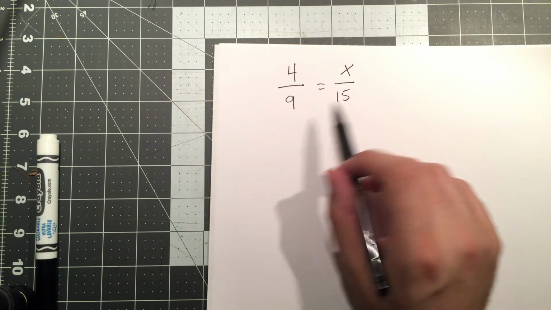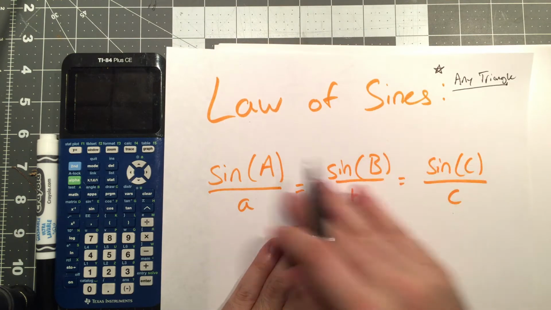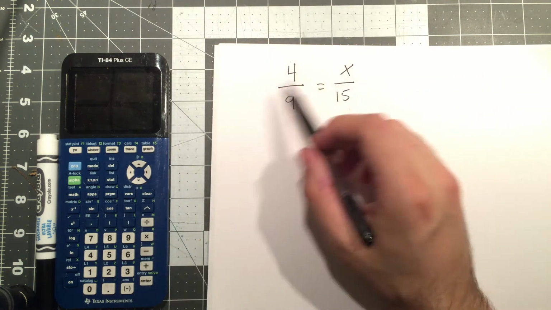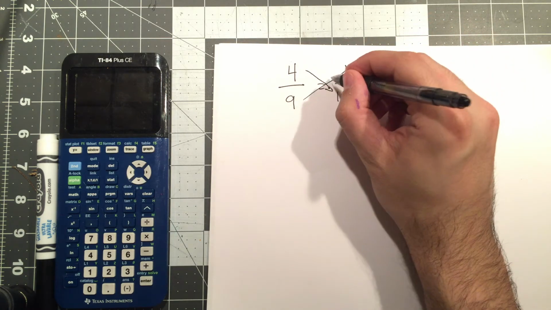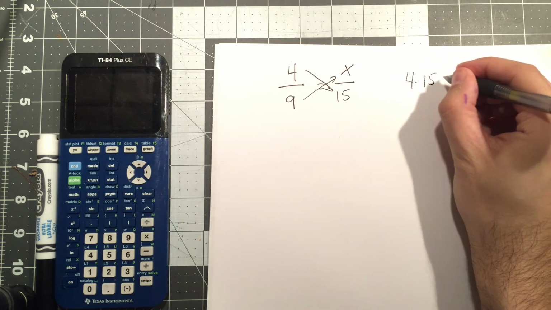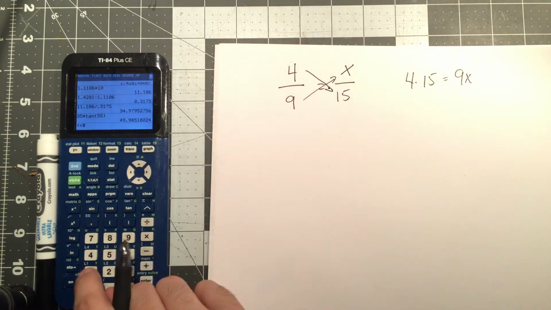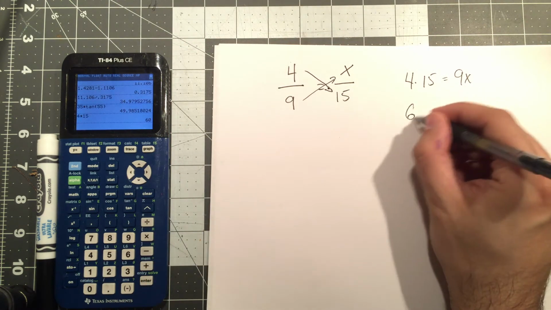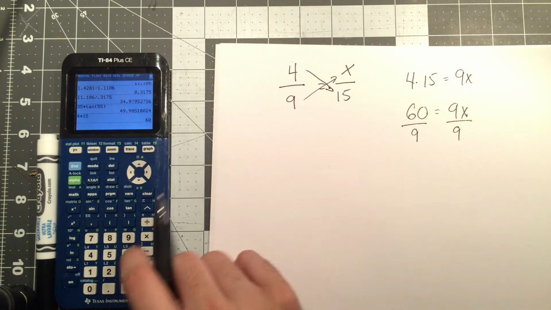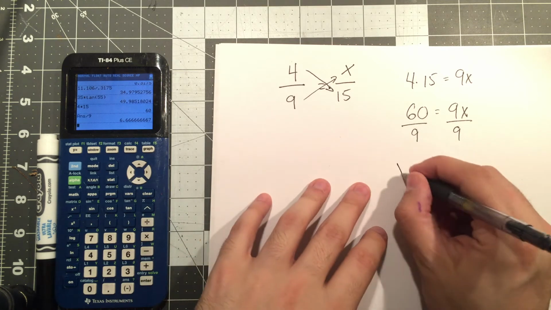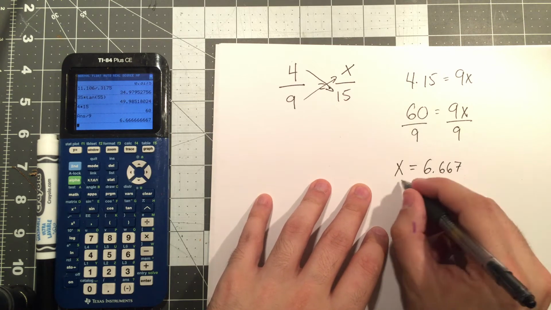We have this sort of system that we're finding, because when we have the law of sines, law of cosines, it's going to look like this. It's going to be two ratios. If you remember how to solve stuff like this, very commonly we will just cross multiply. So this will become 4 times 15 equals 9x. 4 times 15 is 60. And we can divide by 9. And that is x is equal to 6.667, we'll say. Something like that.